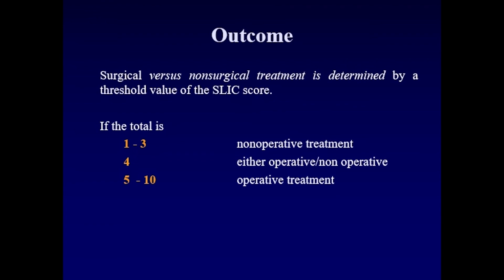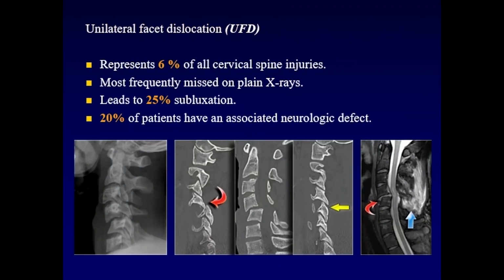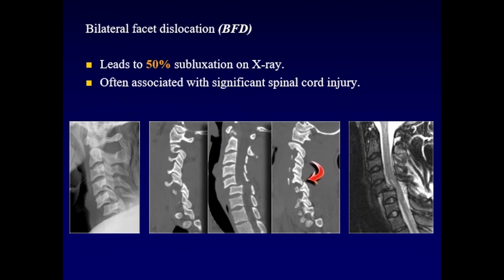And now we'll describe 2 of the most commonly met injuries: uni or bilateral facet dislocations. Unilateral facet dislocation represents 6% of all cervical spine injuries. They are most frequently missed on plain X-rays. They lead to a subluxation of 25% or less, and 20% of patients have an associated neurological deficit. Bilateral facet dislocations lead to 50% or more subluxation on X-rays and are often associated with significant spinal cord injury.